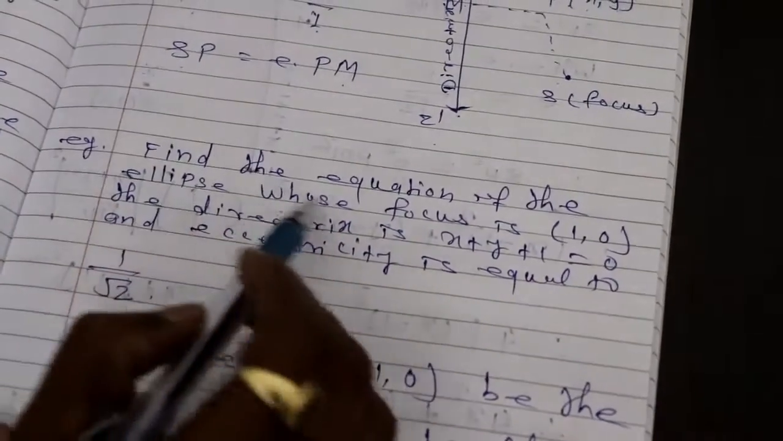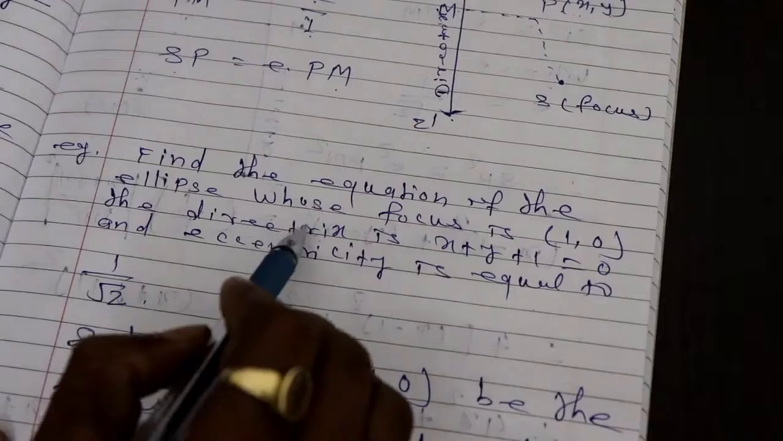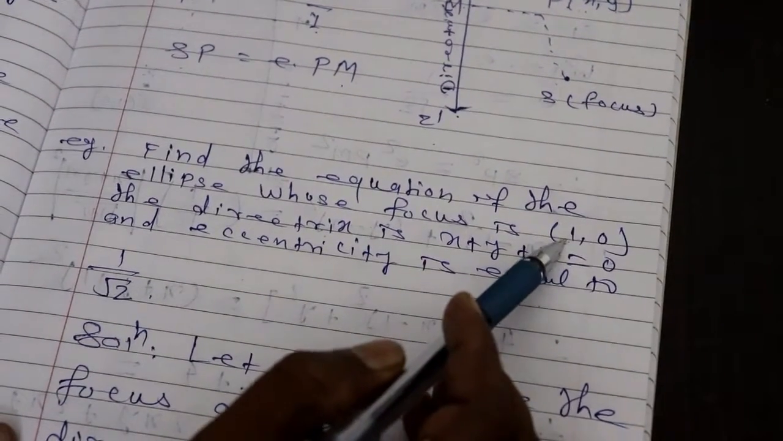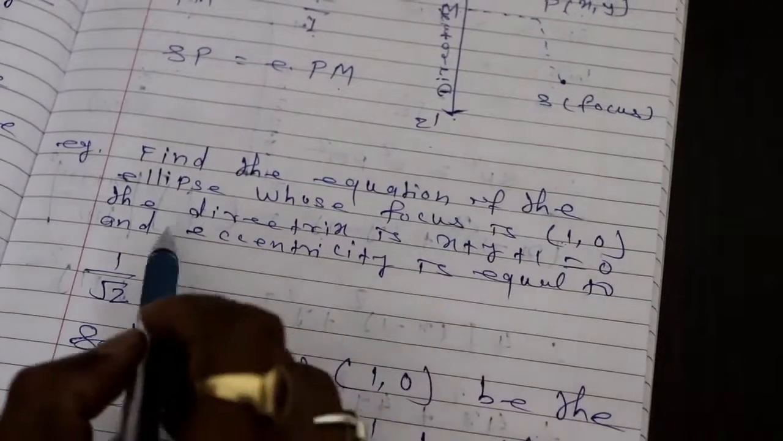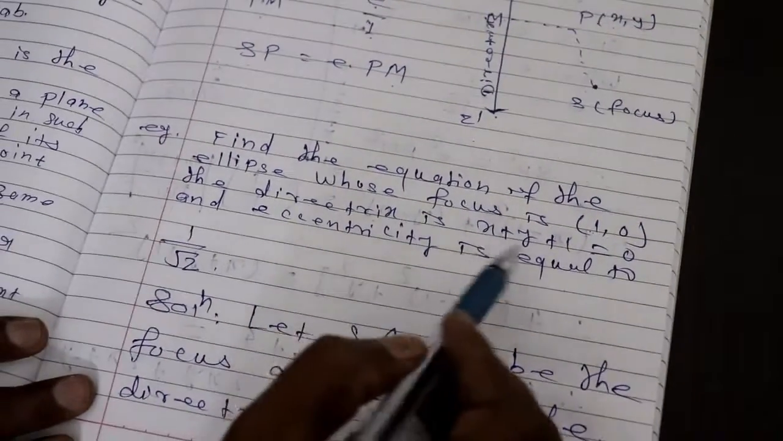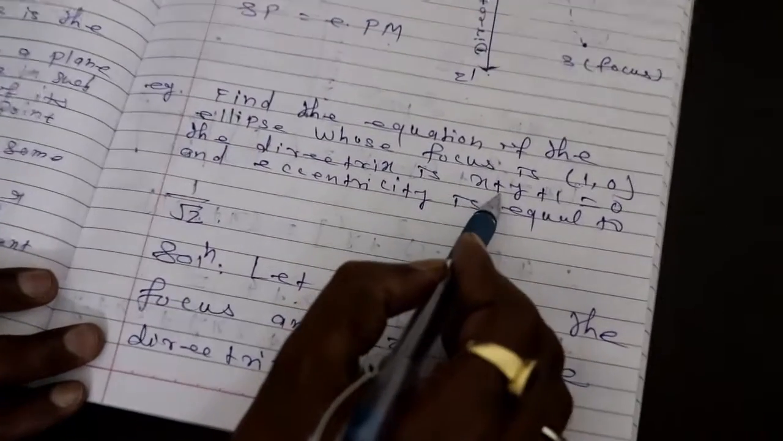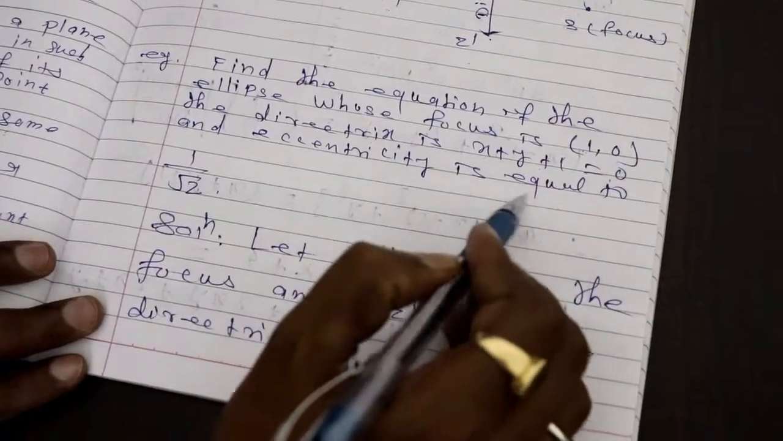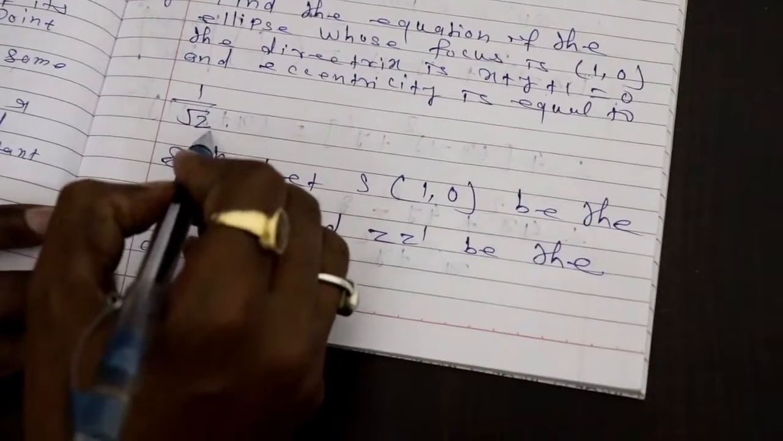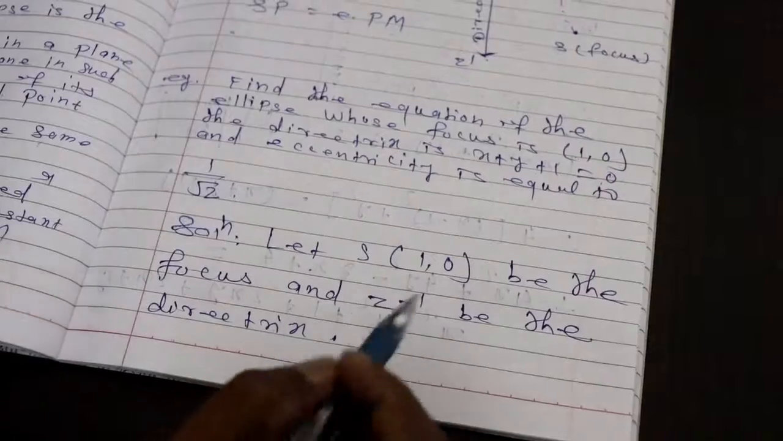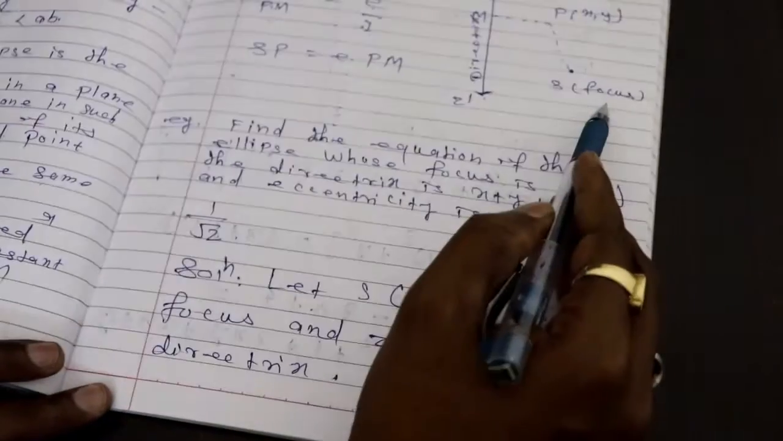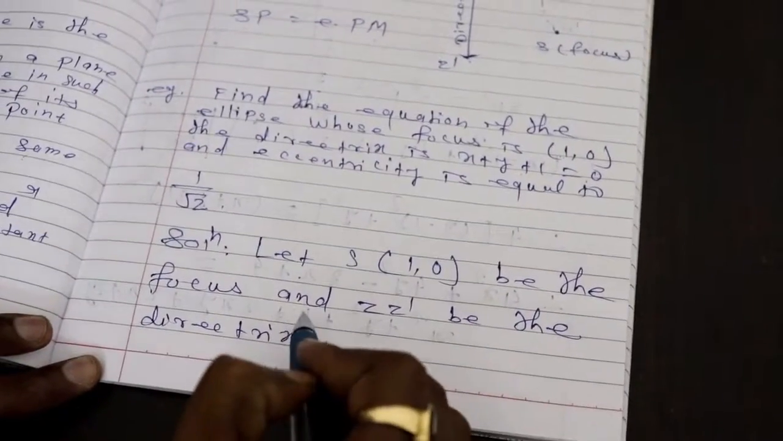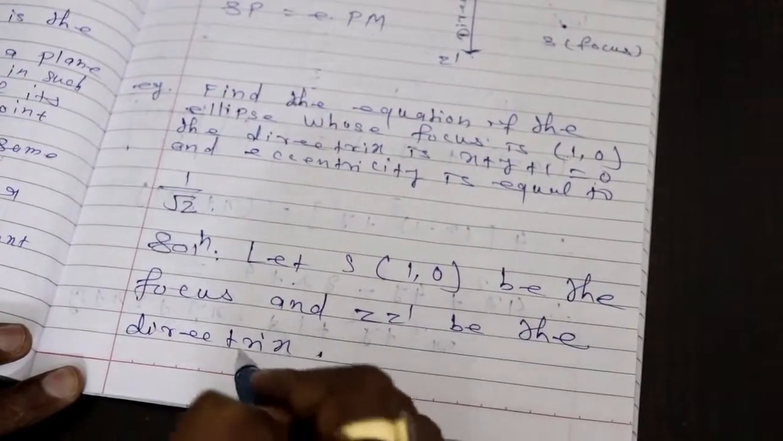Now see an example. Find the equation of the ellipse whose focus is (1, 0), that is x = 1 and y = 0, the directrix equation is x + y + 1 = 0 and eccentricity is 1 upon root 2. Now see the solution. Let S be the focus and ZZ' be the directrix.